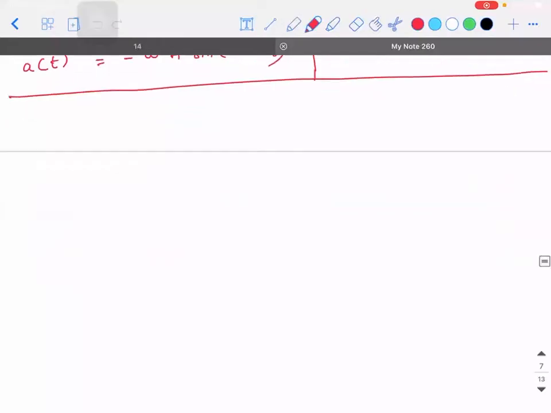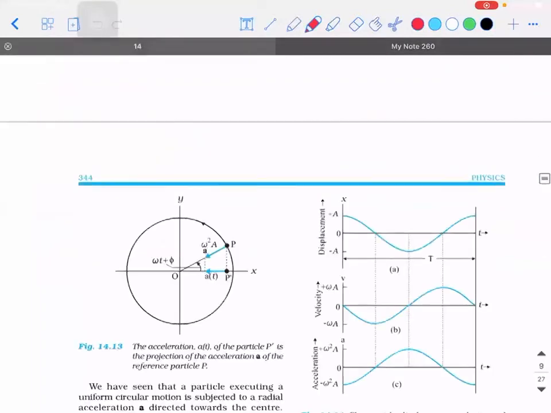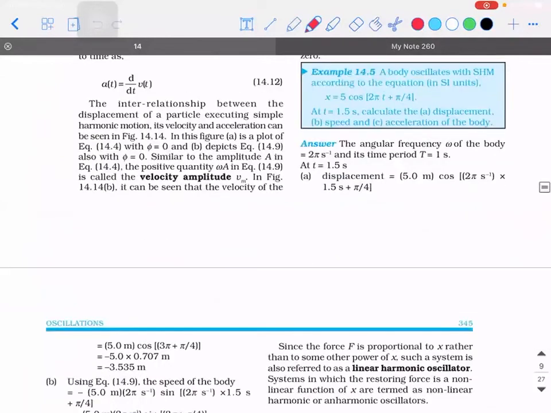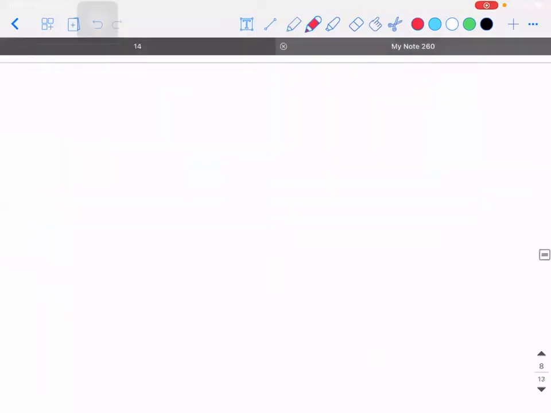Now let's see. The next topic that we are going to discuss is force law for simple harmonic motion. Please write it down. Please make a note of it. It is force law for simple harmonic motion. For simple harmonic motion can be written as SHM.